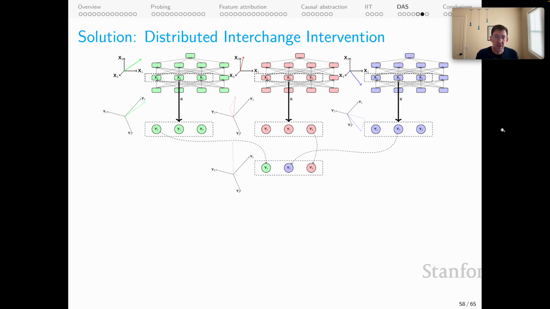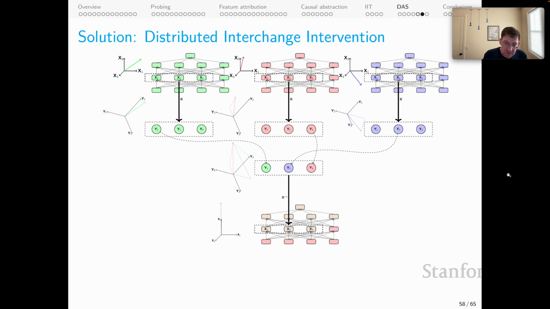Having done this rotation, I then create a new matrix that comes from me deciding to do an intervention with y1, with y2, and then copying y3 over from this core base example. That gives me this new vector here, and then we unrotate and we do the intervention.